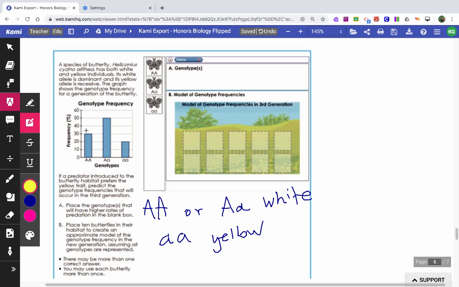That there is 30% of the individuals are homozygous for their white wings, the white butterfly, and 50% of them are heterozygous. So overall, the population is 80% white and 20% yellow. Okay. Oops, I was meant to just highlight that, not to show that, but I guess I could just highlight this one as being the yellow one. The other two are the white phenotype.